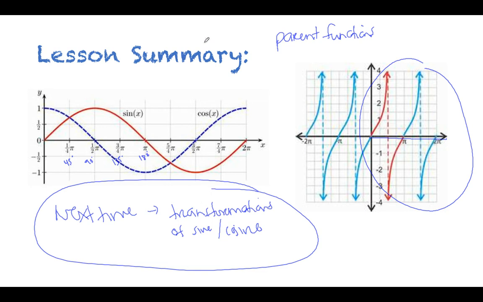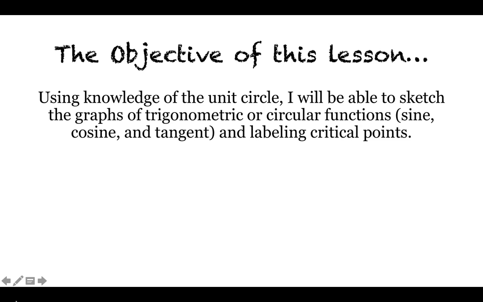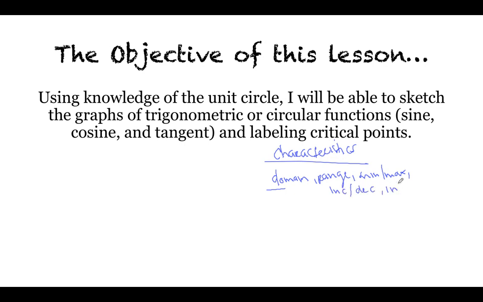Okay. So what we did was we used our knowledge of the unit circle to take things off of the unit circle, right? And to unravel or unwrap the unit circle to sketch trig or circular functions of sine, cosine, and tangent, and label some critical points and talk about some important characteristics. And if you're uneasy about some of those characteristics, what I'm looking at is the domain, range, min, max, increasing, decreasing, and intercepts.